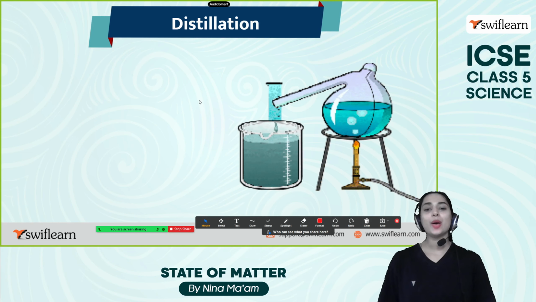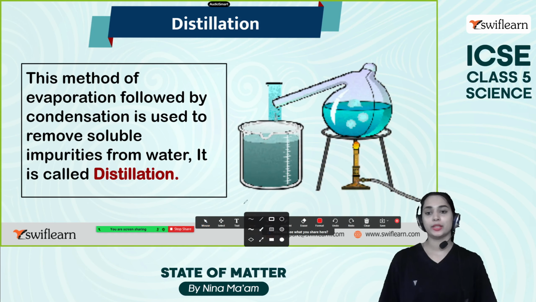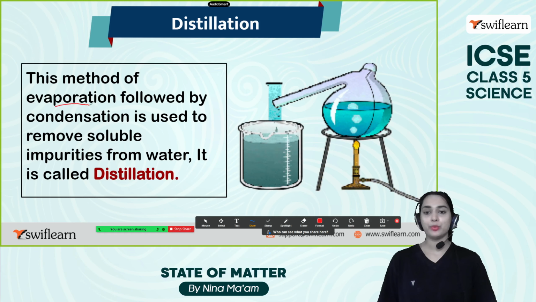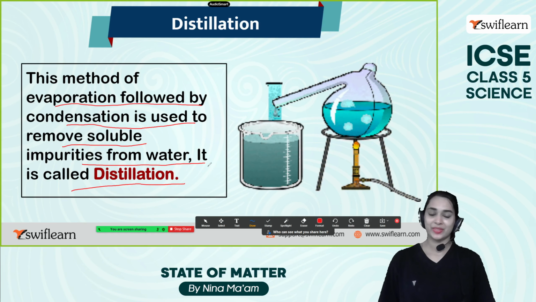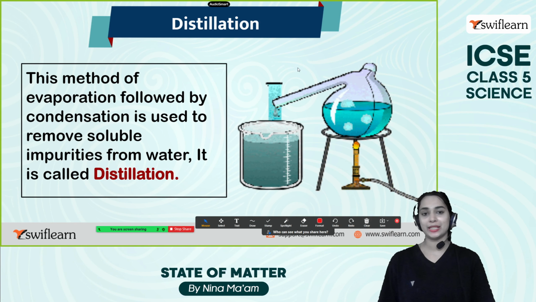Right. Now let's learn about distillation. This is a method of evaporation followed by condensation, used to remove soluble impurities from water. It is called distillation. Look at this one. Evaporation takes place, and after that it is followed by condensation to remove the soluble impurities from the water. And we can use the water after that. That is known as distillation.